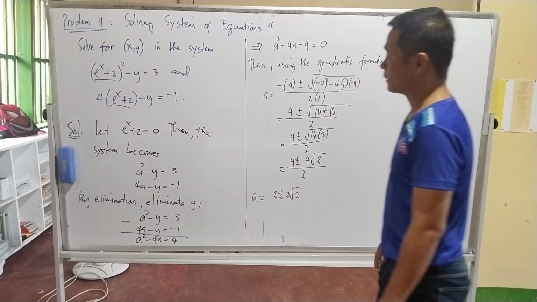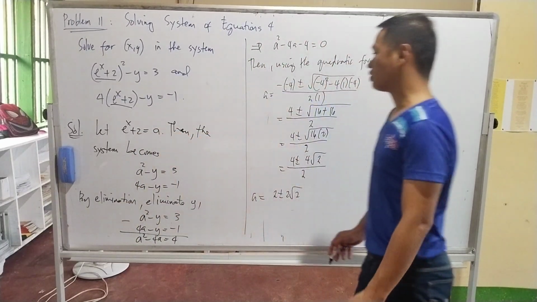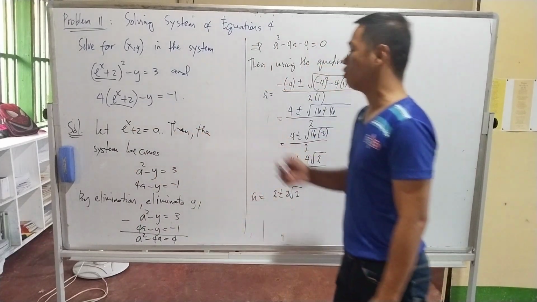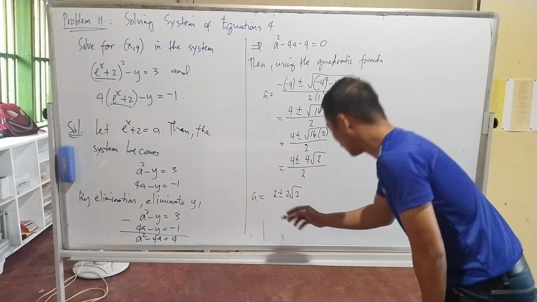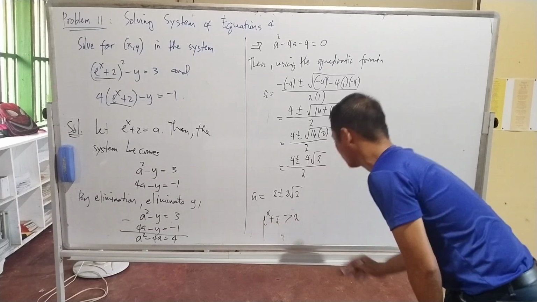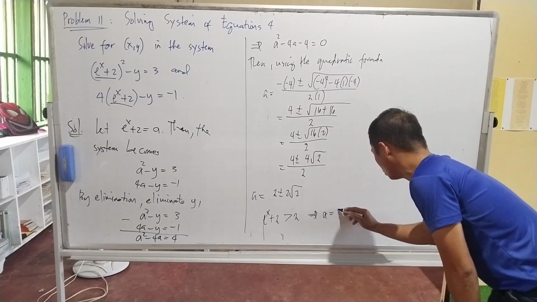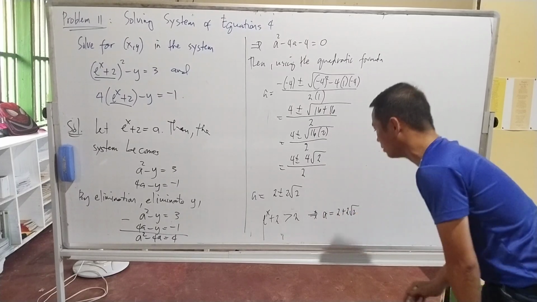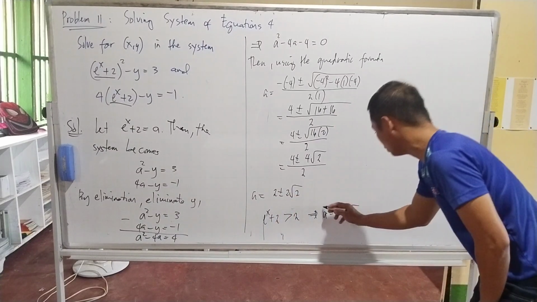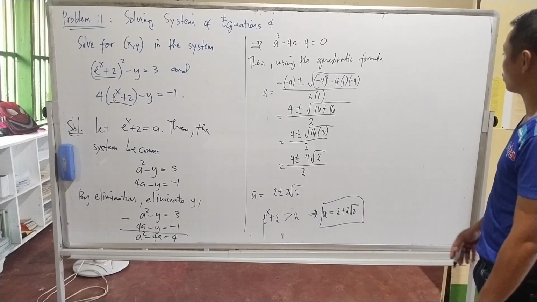Take note that e^(x+2) is equal to a, and a here is greater than 0, because for any x, the expression e^x would always be greater than 0, and thus e^(x+2) is greater than 0. So it follows that we are going to use only a = 2 + 2√2, because if we use the negative operation here, the result will be negative. So this would be the value of a that we look for: a = 2 + 2√2.